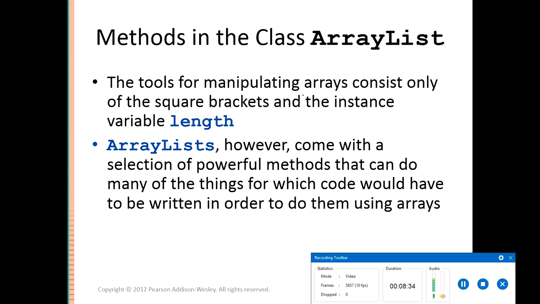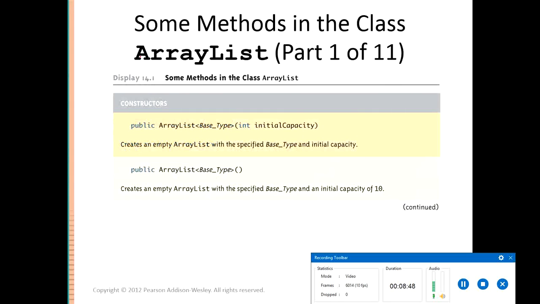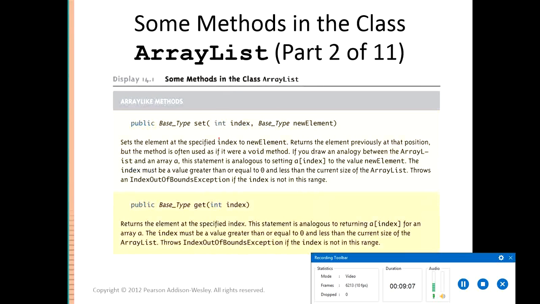The tools for manipulating arrays consist of the square brackets and the instance variable length. ArrayList comes with a selection of powerful methods that can do many of the things for which code would have to be written in order to use them with arrays. So here are certain important methods, like ArrayList and initial capacity. We specify the initial capacity. In this one we don't specify the initial capacity, but it has a specified base type and an initial capacity of 10. So if you don't specify, it has a default initial capacity of 10.